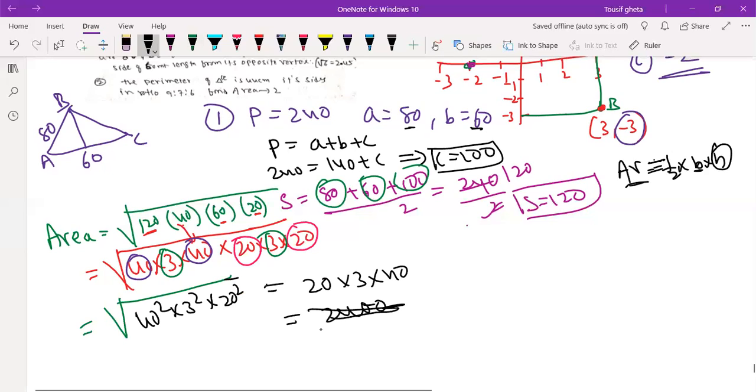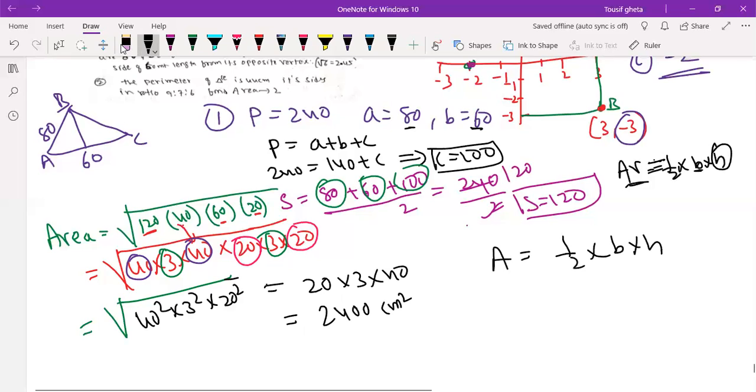You get 2400. What did you get? Area, you got 2400. Okay. So 2400 was the area, 2400 centimeters square. Now I can write area is equal to half into base into height.